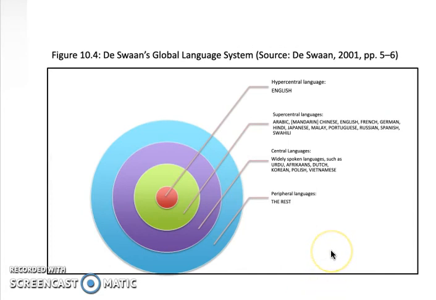We will see. Here in this table, you can see Swen's global language system. As usual, English is in the first position. The other languages come after English: Arabic, Mandarin Chinese, then French, German, Hindi, Japanese, Malay, Portuguese, Russian, Spanish, and other languages like Urdu, Afrikaans, Dutch, Korean, Polish, Vietnamese, and all the rest of the languages.